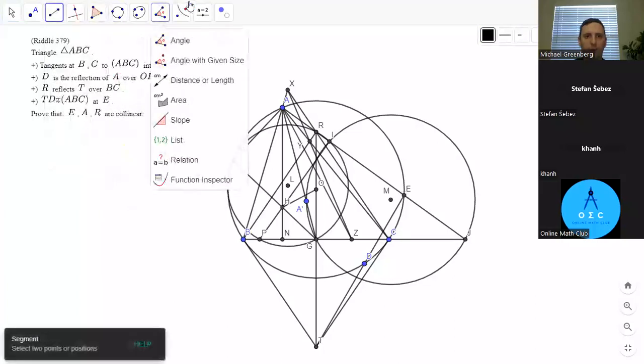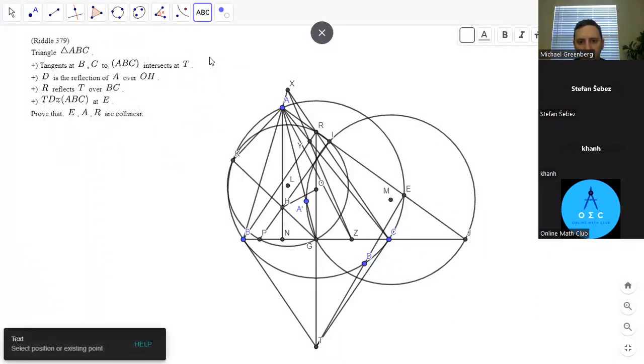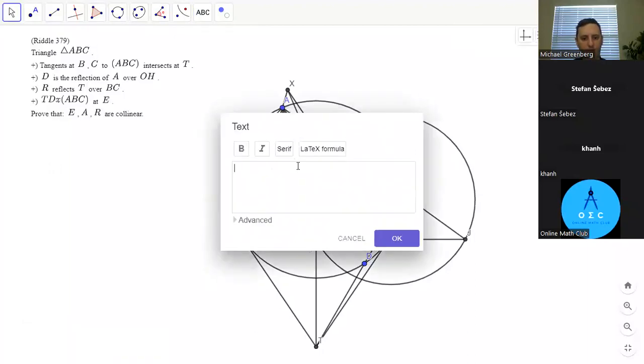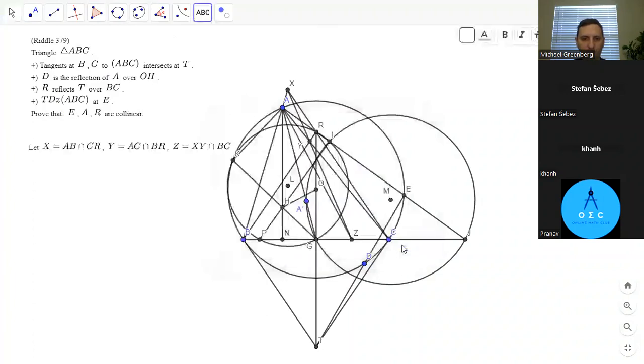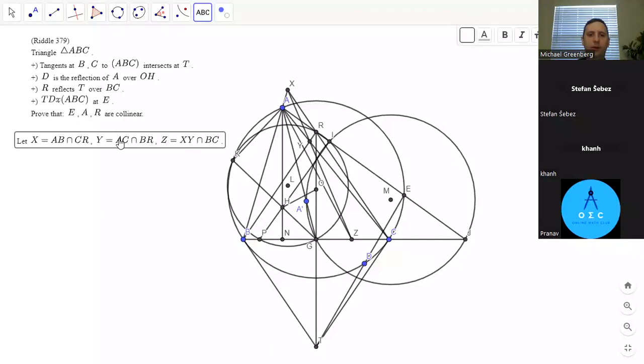Okay, so I'll type this up. Let AB intersect CR at X. Z equal, like this. Okay. So what did the double orthocenter lemma say? Is that the proof? That's the proof that AZ is perpendicular to OH. That is the double orthocenter lemma, right?